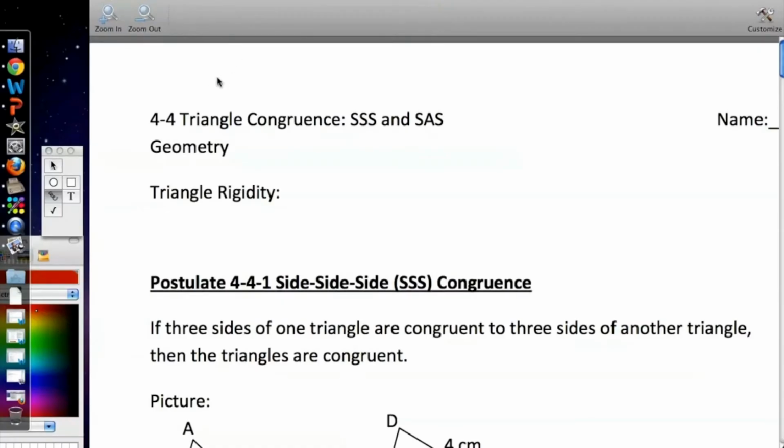Alright, today we're going to talk about triangle congruence using side-side-side and side-angle-side. First thing we need to understand is the concept of triangle rigidity. And triangle rigidity has to do with the length of the sides.